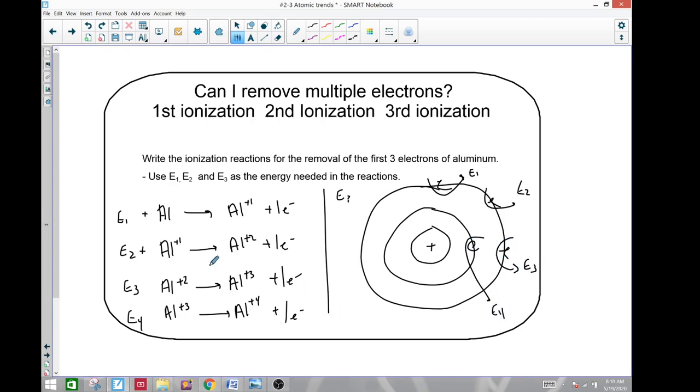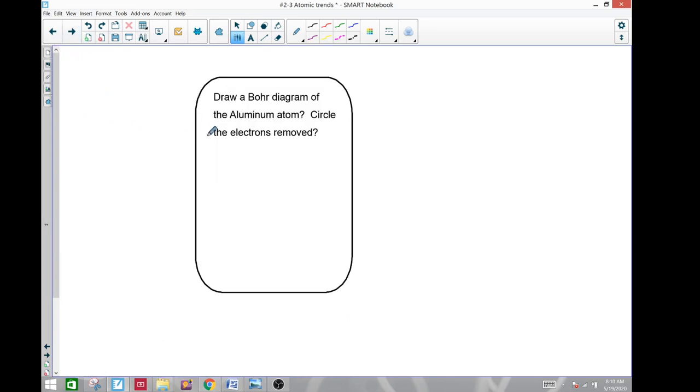Okay? So with all of these, it takes more energy each time. E1 is less than all the rest of them, but E4 is considerably greater than E3. That's something you'd want to understand and think about. Why? Well, it's an entire energy level closer. We just did that: circle, electrons removed.